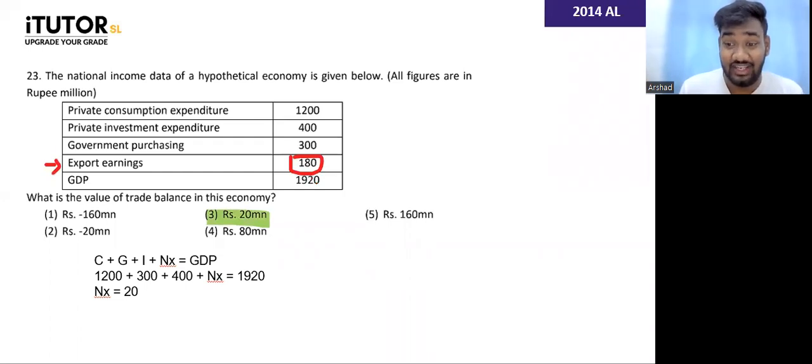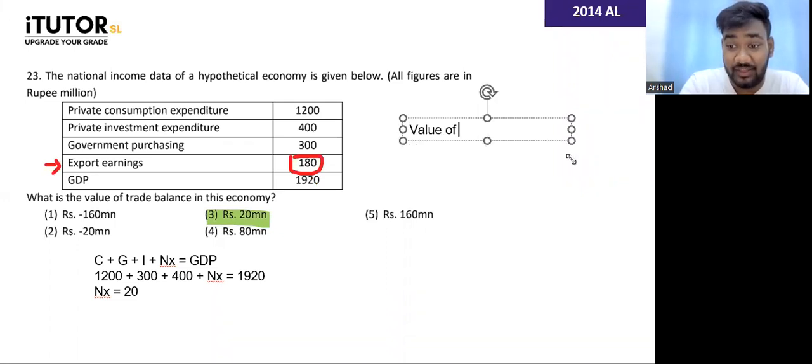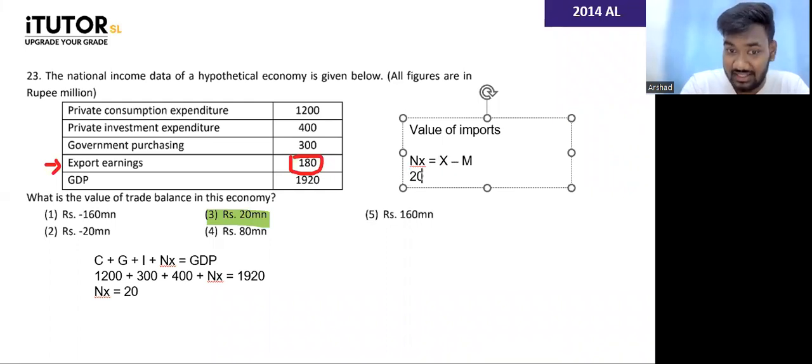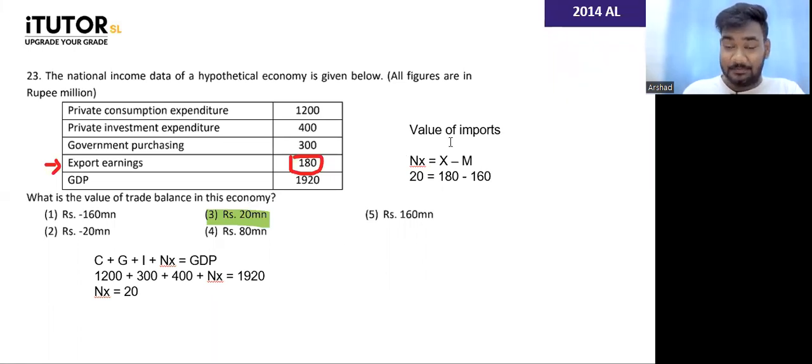In case they ask you to find imports, how much is the value of imports in this economy? Yes, trade balance means net export. Remember, your trade balance, in other words your net exports, is exports minus imports. Net exports is 20, exports is 180. So how much is your import? Your imports have to be 160, right? That's how you get that. So maybe if they ask you to find imports, then you can use this export number and get it. Otherwise, you can simply ignore that. Is that okay? Fine.